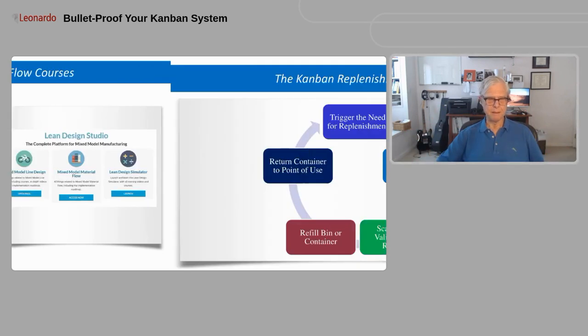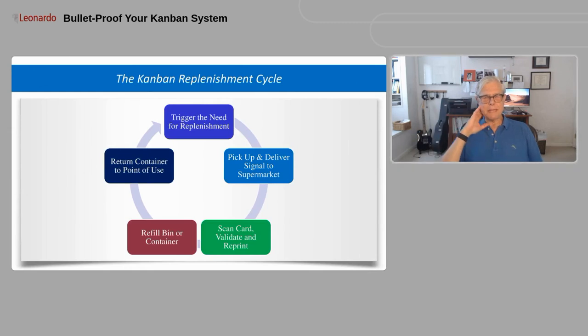That's perfect. Okay, so here's the basic Kanban replenishment cycle. I'll start at the top, the purple box there. Trigger the need for replenishment. So this is going to be a signal of some kind. And the word Kanban literally means card or visual signal or signboard. So in the most classic Kanban methodology, it would be a paper card. And that card would be submitted or turned in to signal, hey, I need more of this.